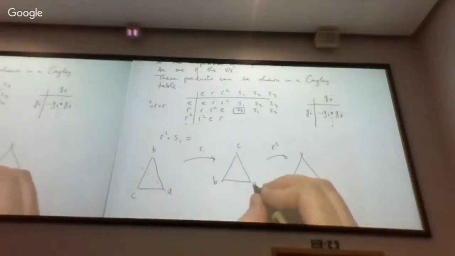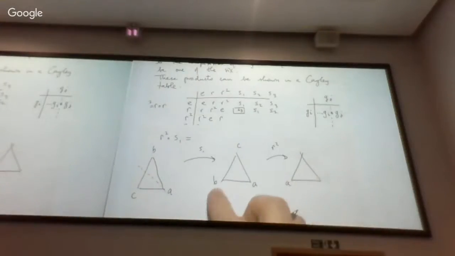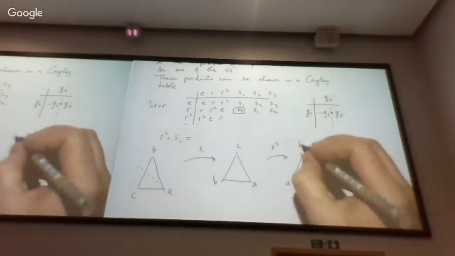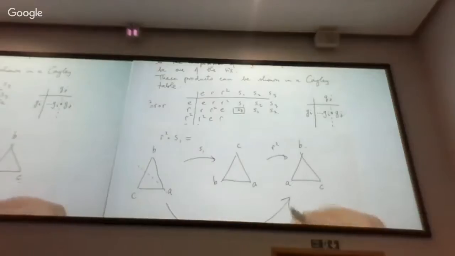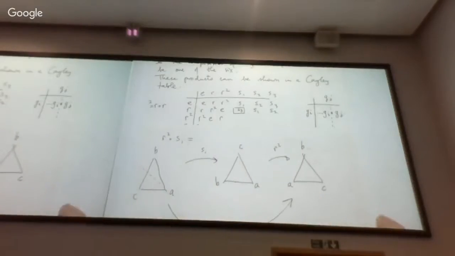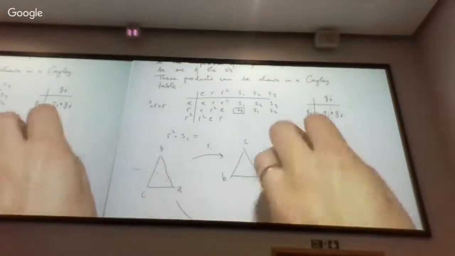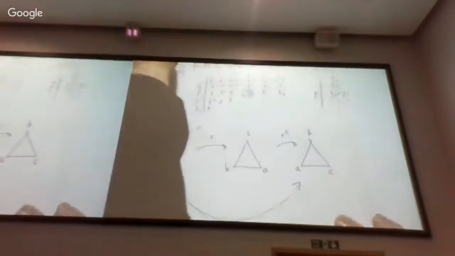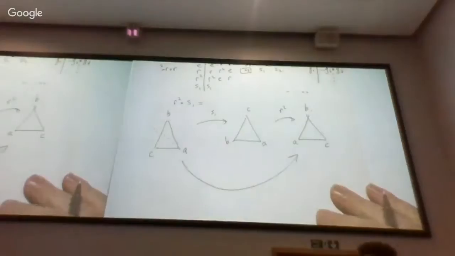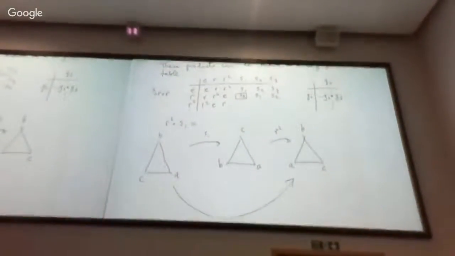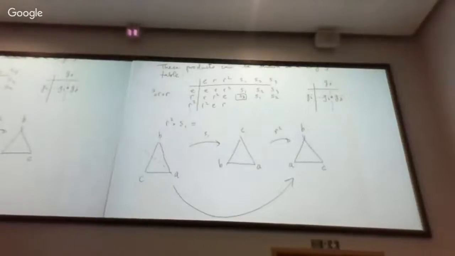So A started out here, it's going to end up here. Sorry, C started out here, it's going to end up here. B started out here, it's going to end up here. So from start to finish, from left to right, we've got the composition, starting with this triangle, ending with this. It is a symmetry of the triangle. It's the same triangle as a geometric figure sitting there. And by looking at it closely, we can identify which one it is.